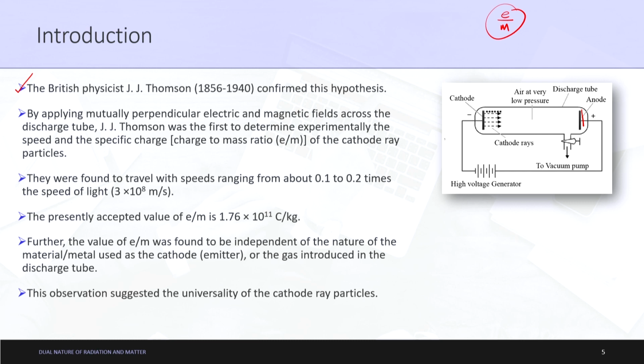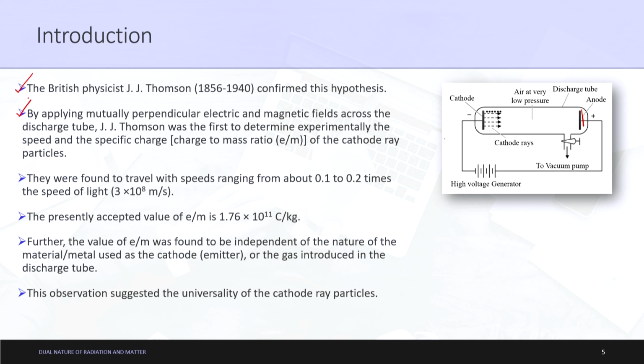Thomson was the first to determine experimentally the speed and specific charge, that is the charge to mass ratio, of the cathode ray particles. So, he was the first who calculated the value of e/m ratio. So, e/m is nothing but the charge of the electron particle to the mass. Okay. Let us move on then.